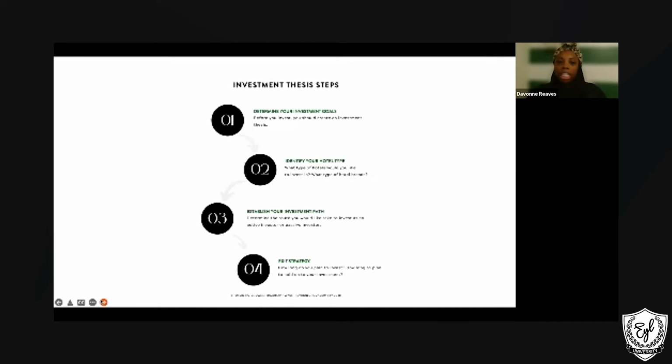So think of the investment thesis as a compass, right? The first thing you want to do is determine your investment goals.